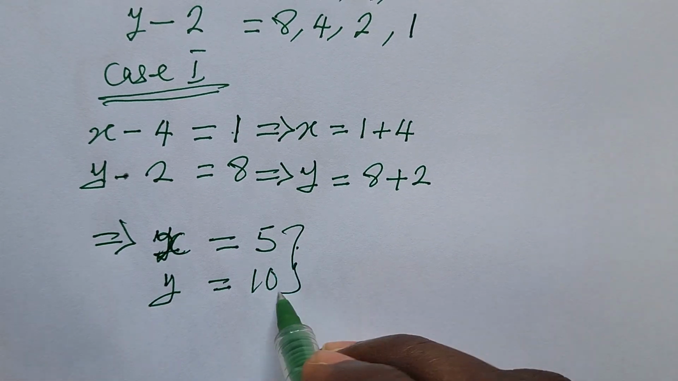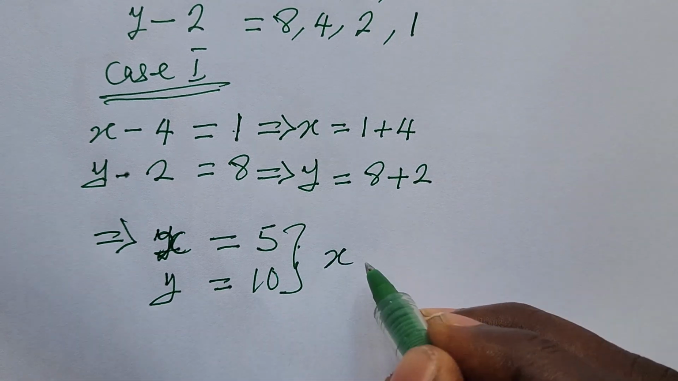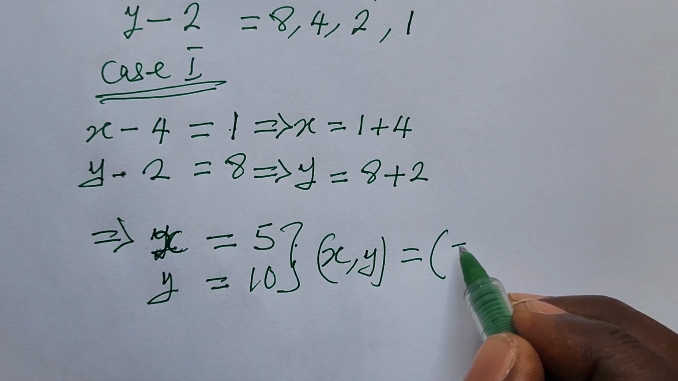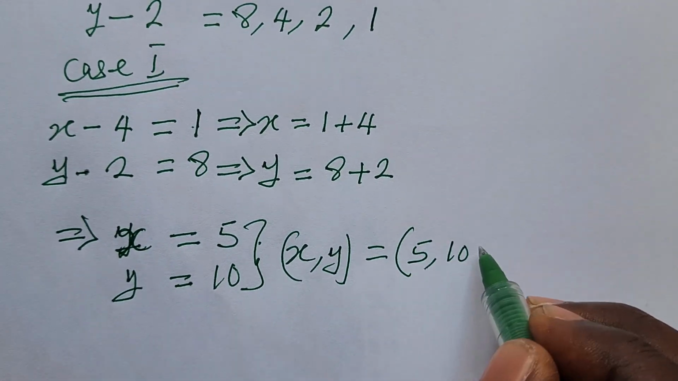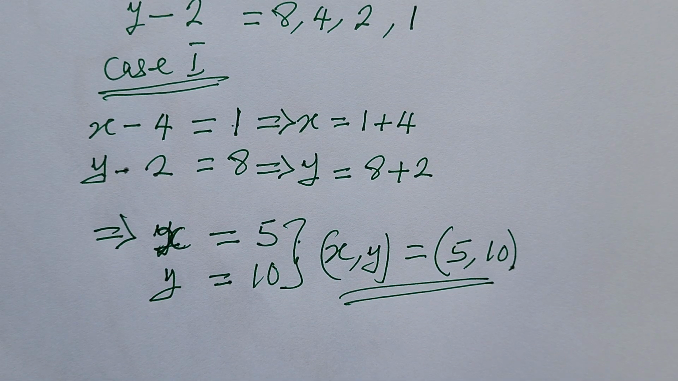So from here, what are the pairs of solution for the first case scenario? Here we're going to have x, comma, y equal to 5, comma, 10. Okay, so let's keep this answer. So we take our second case scenario.